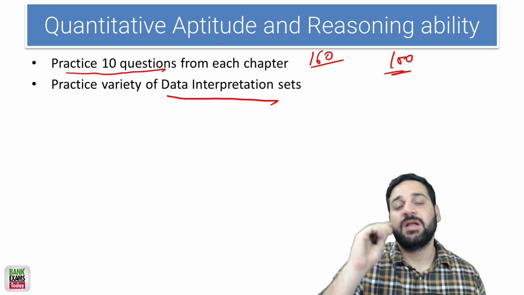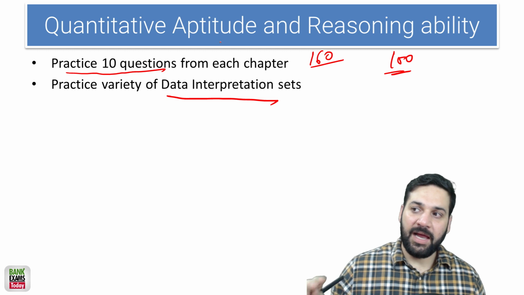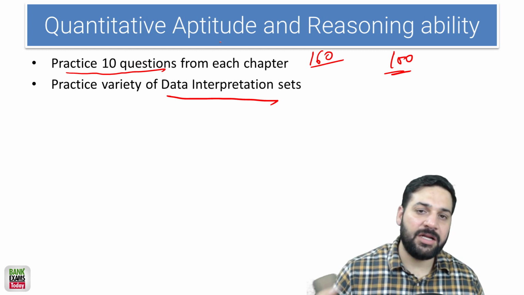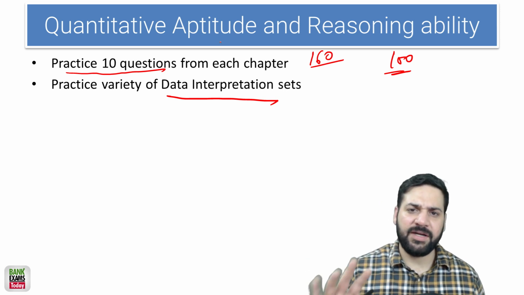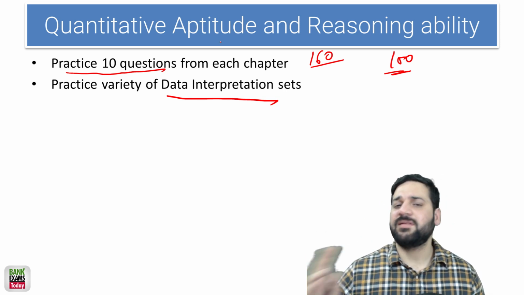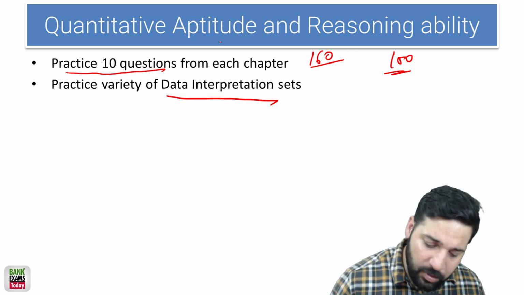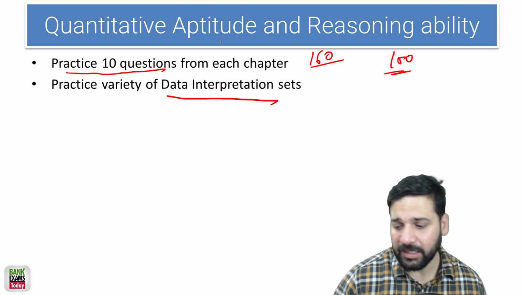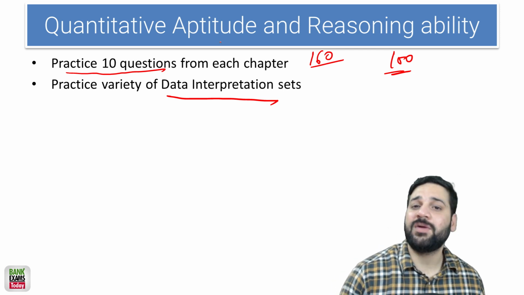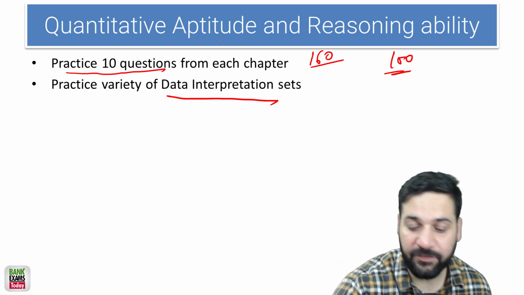10 questions, make it a benchmark, 10 questions from each chapter, and consider data interpretation sets as one question. Practice at least 20-25 data interpretation sets and 20-25 puzzles and seating arrangement, and that would be enough. That will for sure help you to increase your scores, right? So if you have done time and work 2 months back, that will be a kind of revision. Okay, so that is the very first point from my side.